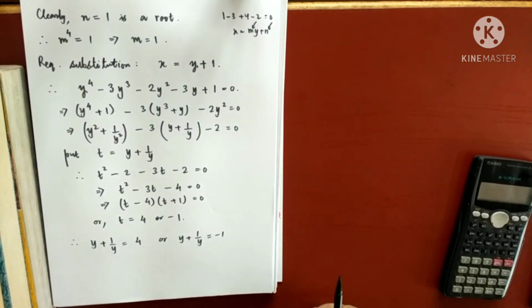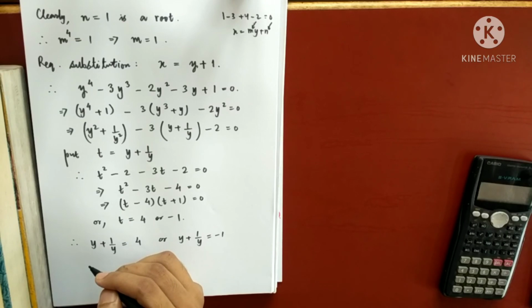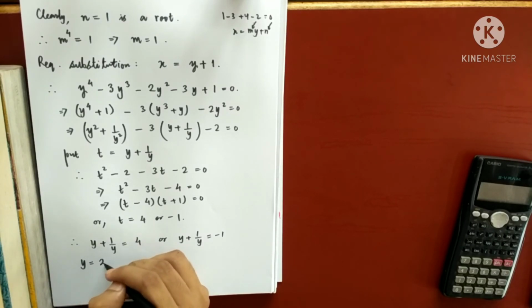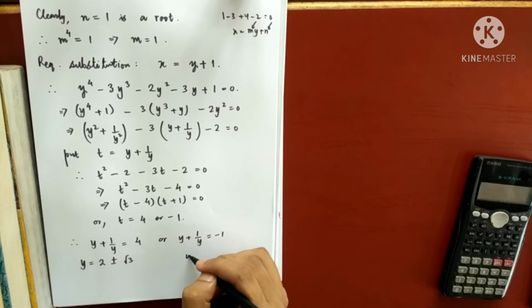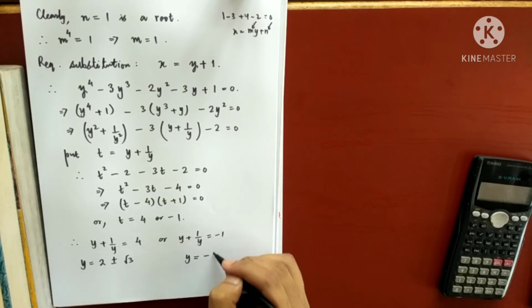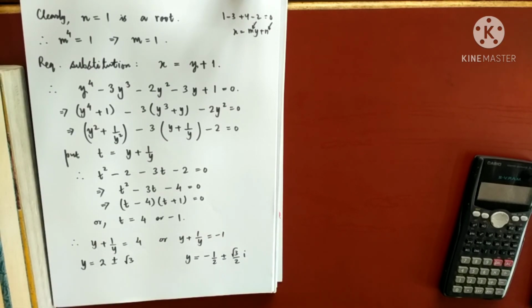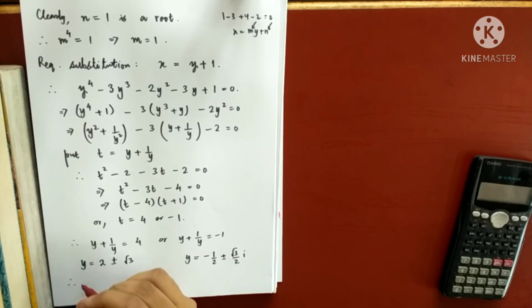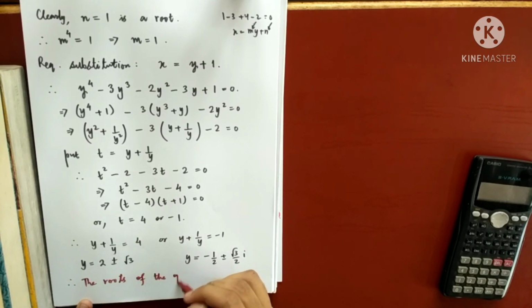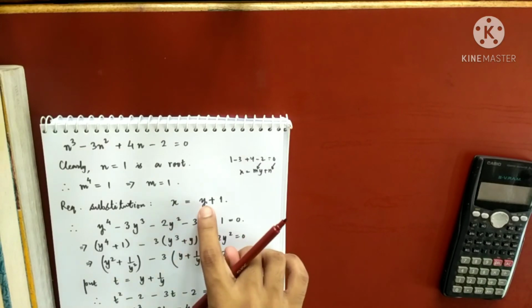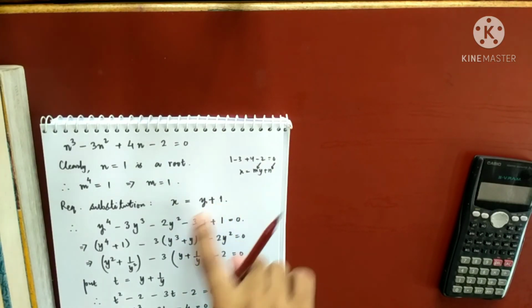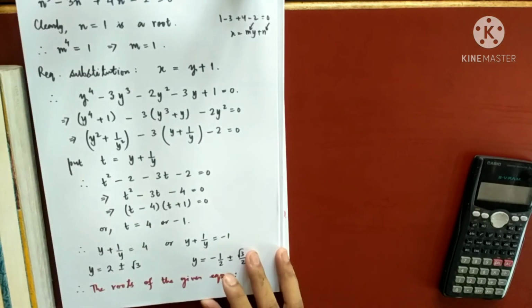I'll simply write down the values of y that I'm getting. From here I'm getting y equals 2 plus minus root 3, that is up to you, and from here I'm getting y equals minus half plus minus root 3 by 2 i. So what are the roots of the original equation? Therefore the roots of the given equation will be y plus 1. So I'll just add 1 to the roots.